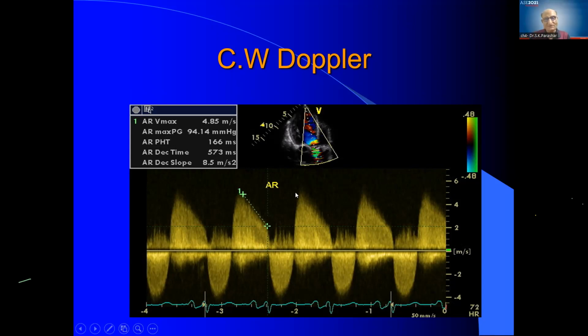AR is always towards the transducer, or not? From aorta to LV, the AR comes from aorta to LV, correct? Yes, sir. It comes from aorta to LV, and it comes in diastole. You see, in diastole it comes above the baseline. Towards the transducer, positive; away from the transducer, negative. Thank you, sir. I got it.